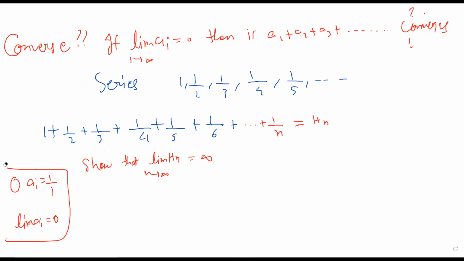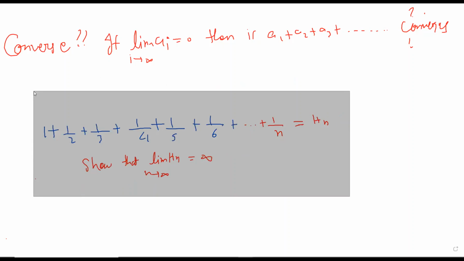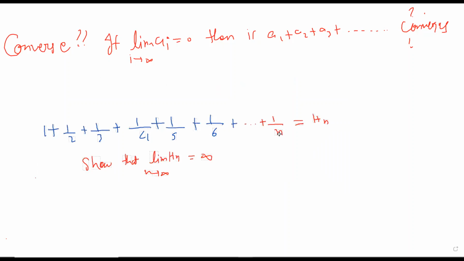So maybe I'll remove all this. This is all clear. Here the rate is not that slow, but it still diverges. This is on the borderline of diverging. It diverges very slowly, in fact.